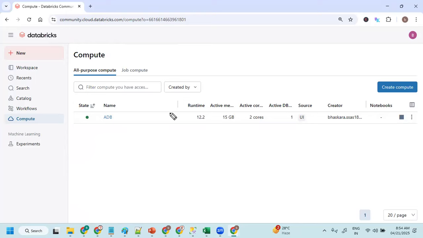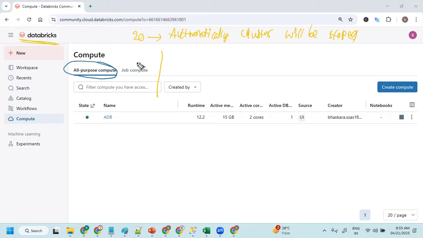If you go for Databricks, if your cluster is idle for 20 minutes, it is going to be automatically stopped. If you want to reduce the time, you can reduce it, or if you want to increase the time, you can increase it. Again, to reduce the cost, we have two different types of clusters: the all-purpose cluster and the job cluster.